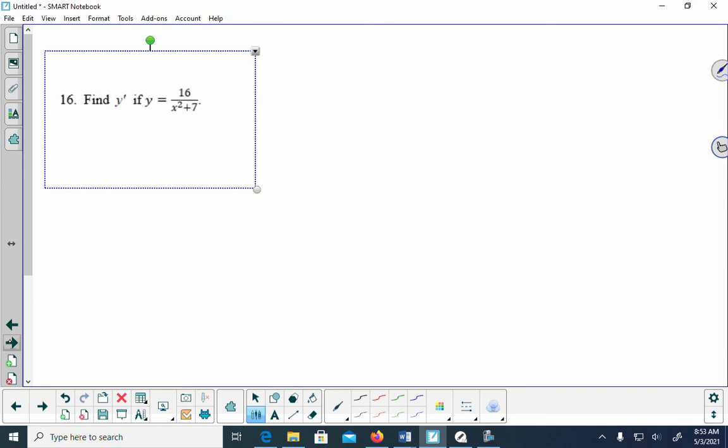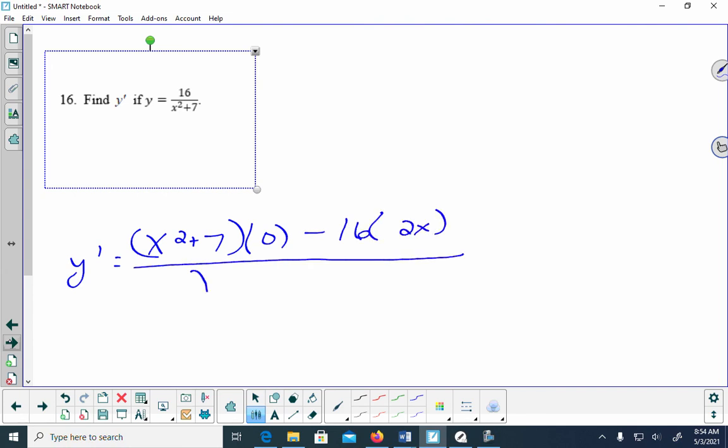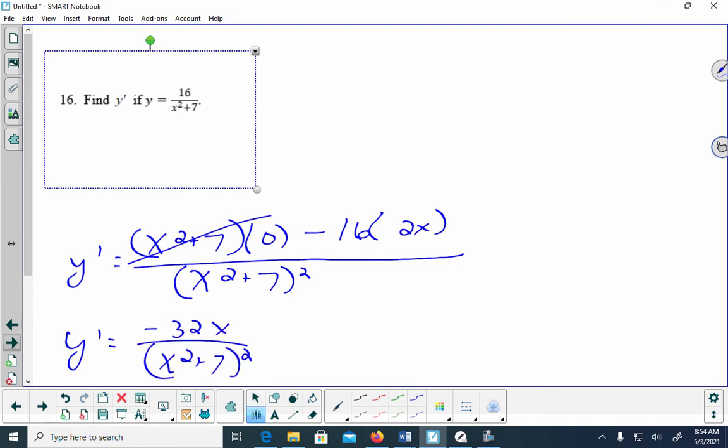Find the derivatives. So I am going to leave my denominator alone, take the derivative of my numerator. Well, the derivative of 16 is 0. The minus, leaving that 16 alone and taking the derivative of the denominator, which will be 2x, all over my denominator squared. So multiplying by 0, that's gone. So I'll have negative 32 over x squared plus 7 squared. And that is my final answer for my derivative.